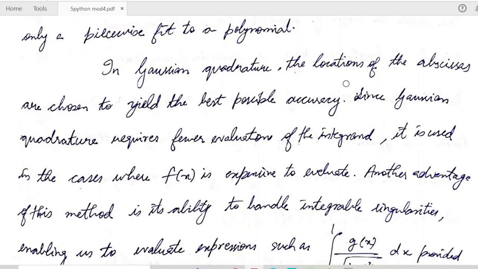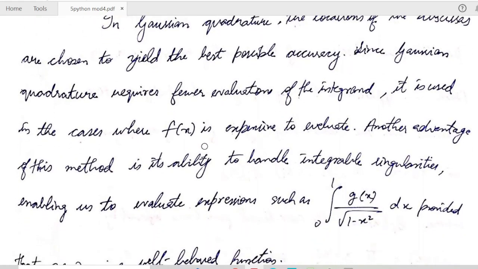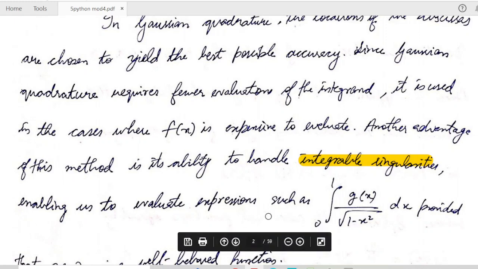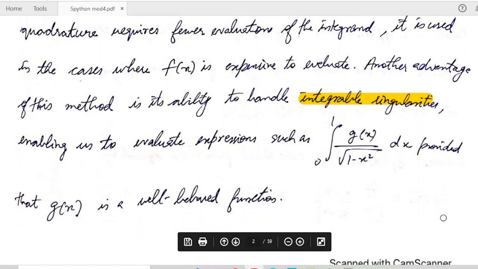Another advantage of this method is its ability to handle integrable singularities, enabling us to evaluate expressions such as the integral from 0 to 1 of g of x times root of 1 minus x square dx, provided that g of x is a well-defined function.